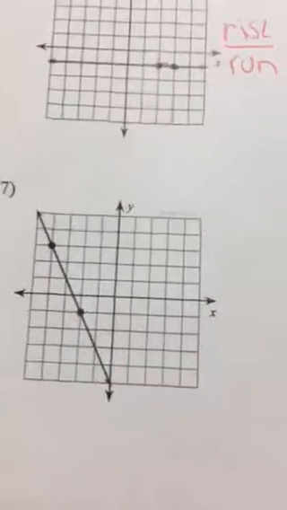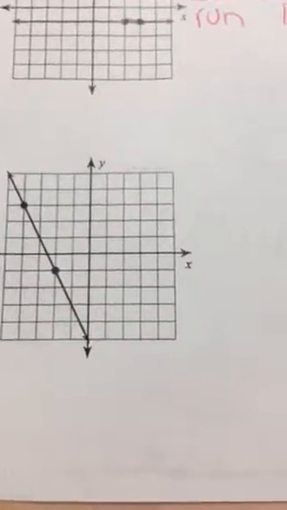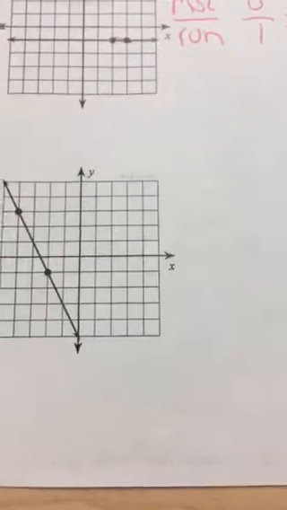Six and 7 are very similar to 1 through 4. So please go ahead, do 6 and 7, and then get up and check the key.